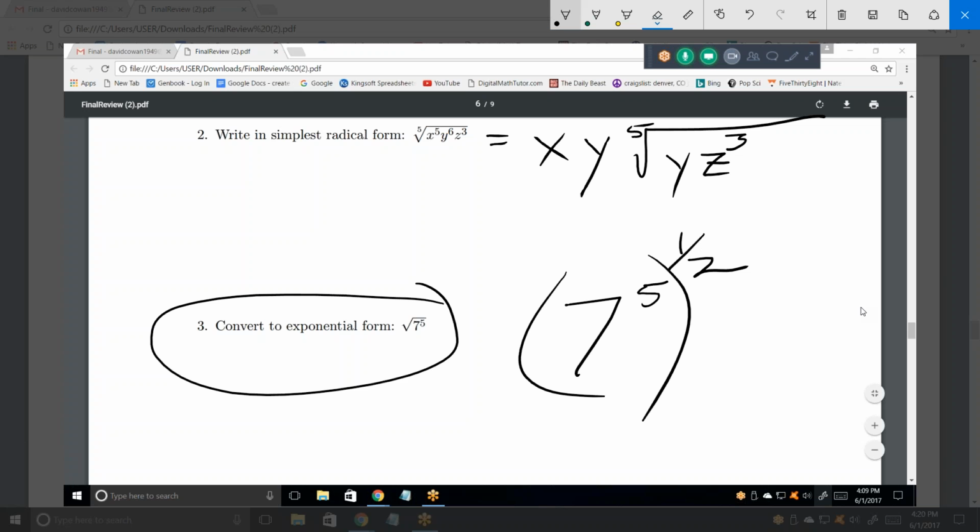Now, apply the rules of exponents. What do you have? 4.5. Leave it as an improper fraction always. Do not convert to proper fractions, ever. So multiply those two. Just 2.5? Not 2.5, 5 halves.